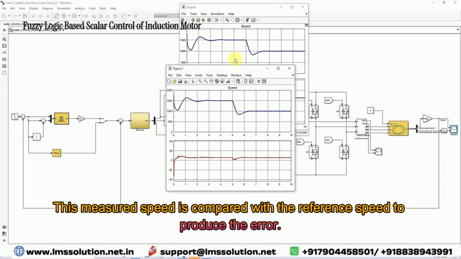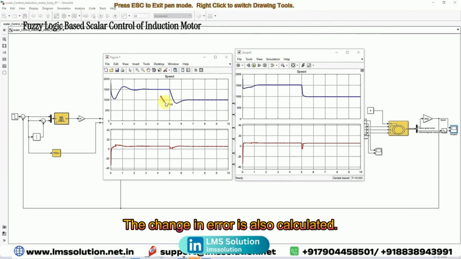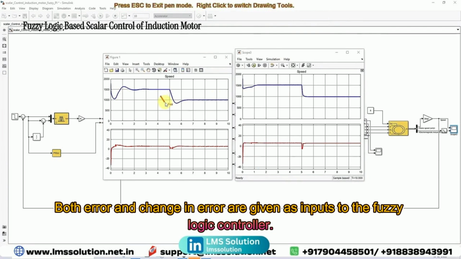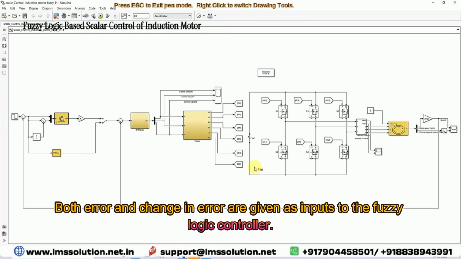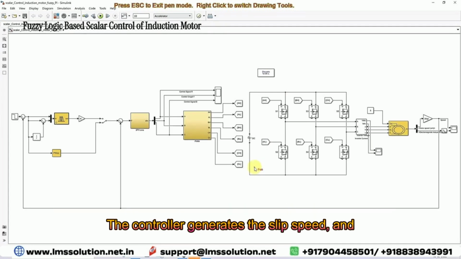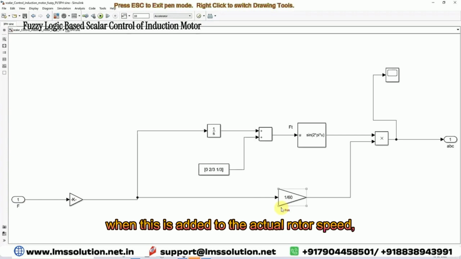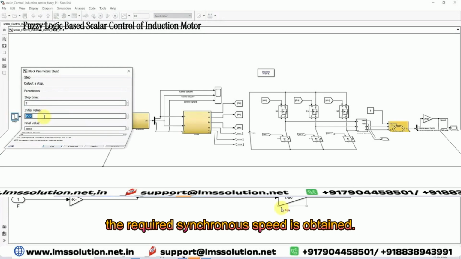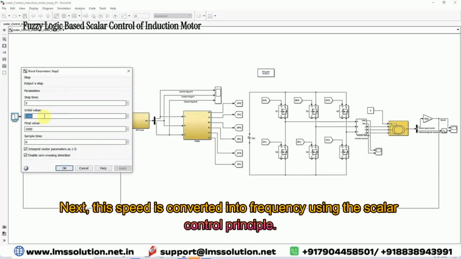This measured speed is compared with the reference speed to produce the error. The change in error is also calculated. Both error and change in error are given as inputs to the fuzzy logic controller. The controller generates the slip speed, and when this is added to the actual rotor speed, the required synchronous speed is obtained. Next, this speed is converted into frequency using the scalar control principle.